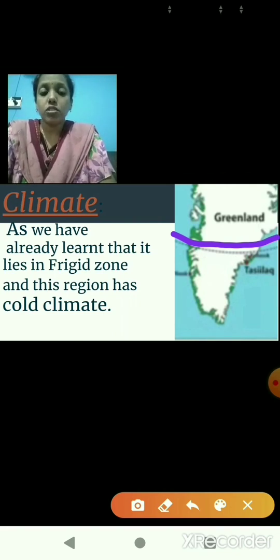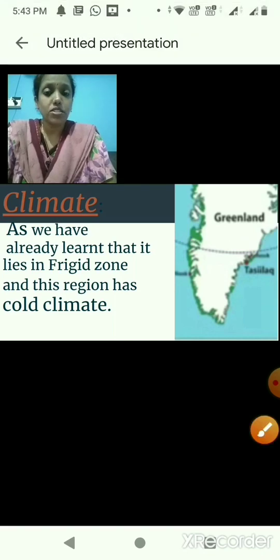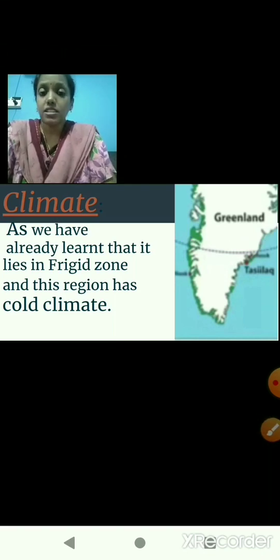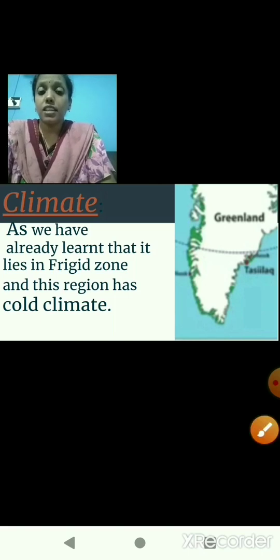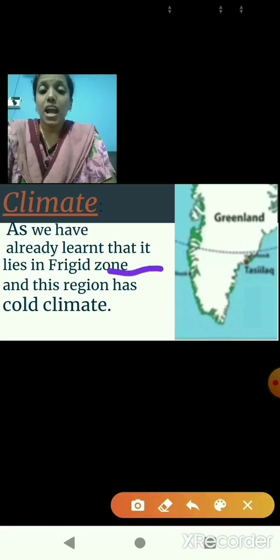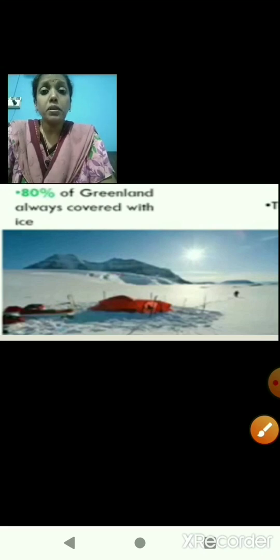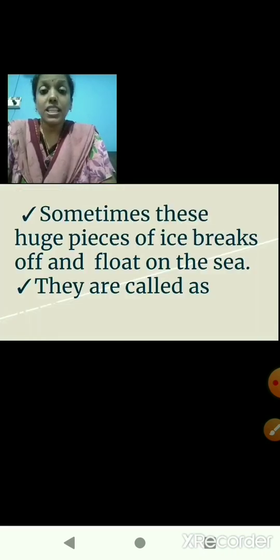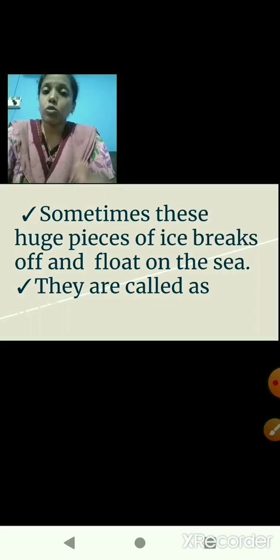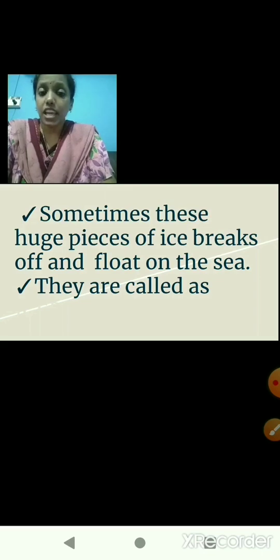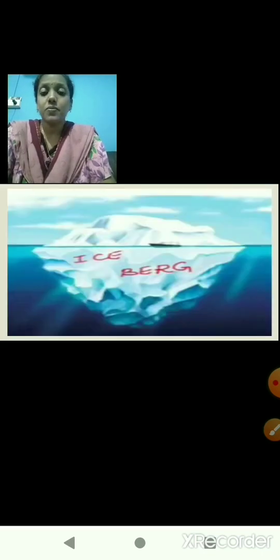The next feature is climate. As we have learned that Greenland lies in frigid zone and this region has cold climate. 80% of Greenland is always covered with ice. Sometimes these huge pieces of ice break off and float on the sea, and they are called icebergs.